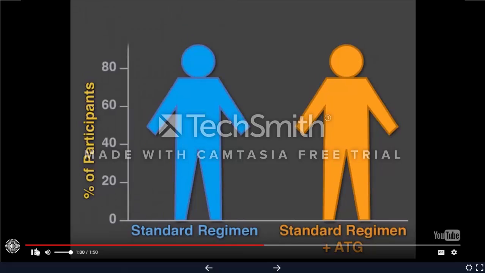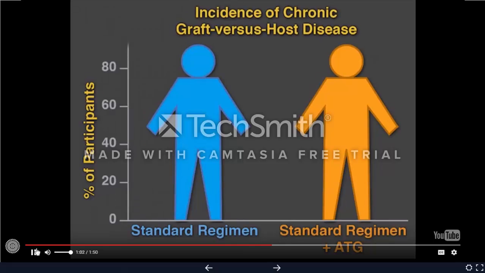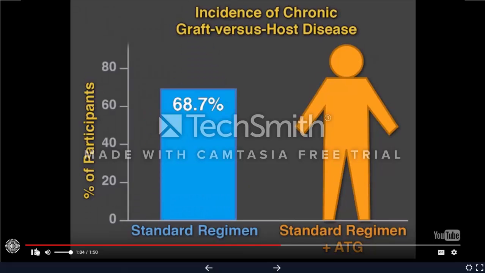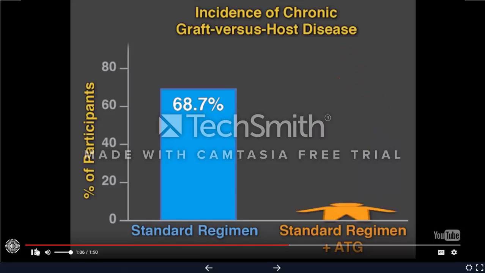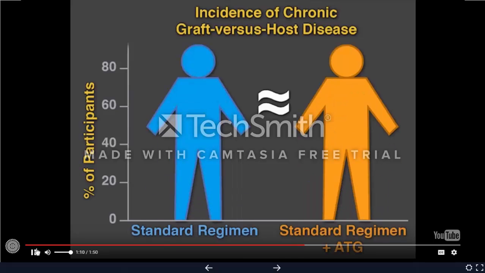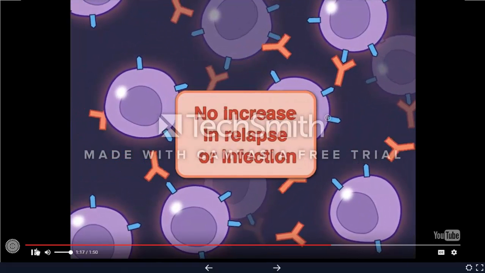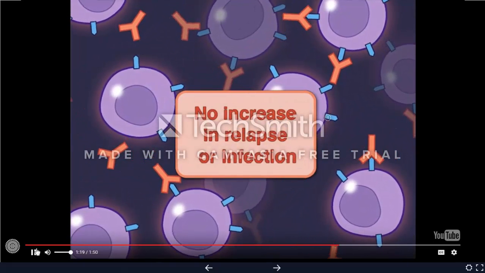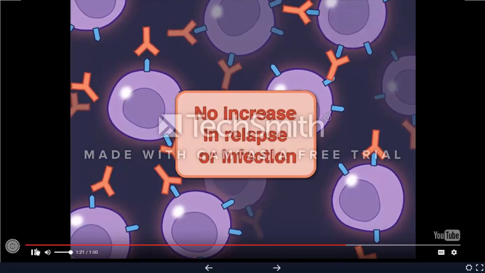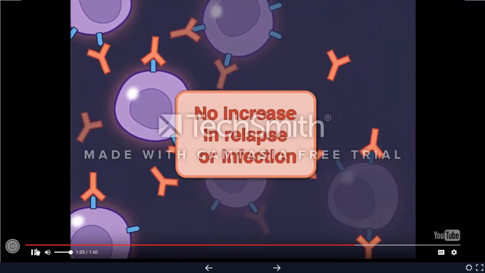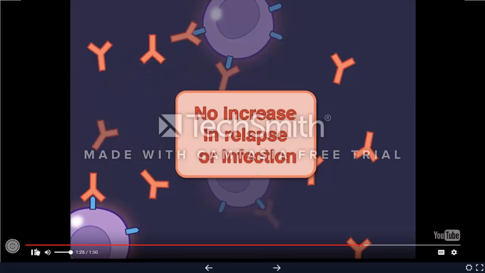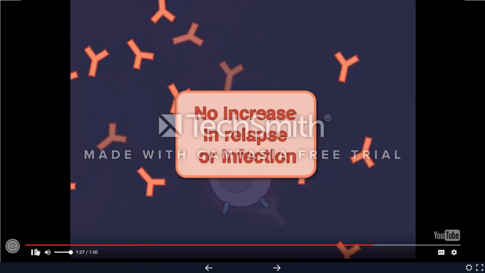After 24 months, the incidence of chronic graft versus host disease was 68.7% in the standard regimen group and 32.2% in the ATG group. The groups were similar in rates of relapse, infectious complications, and overall survival. The fact that relapses and infections were not increased with ATG was a happy surprise, since it was thought that reducing T cells with ATG might also lessen graft versus tumor effects and make the patients more susceptible to infection.